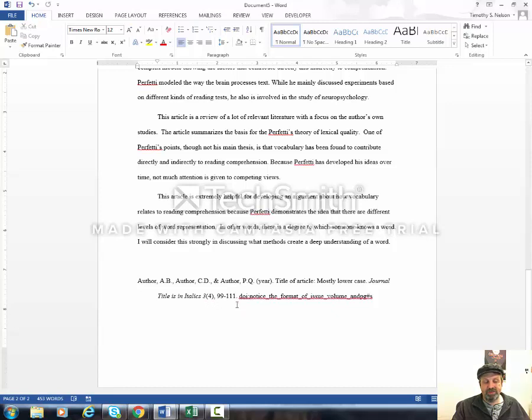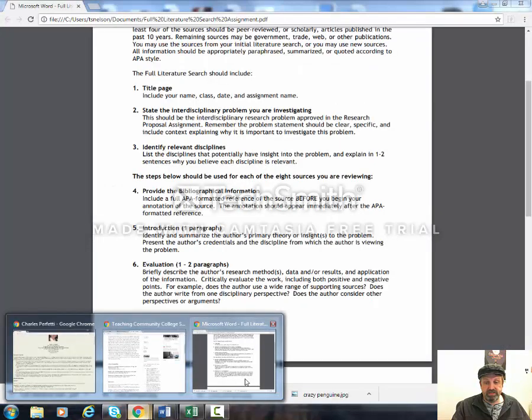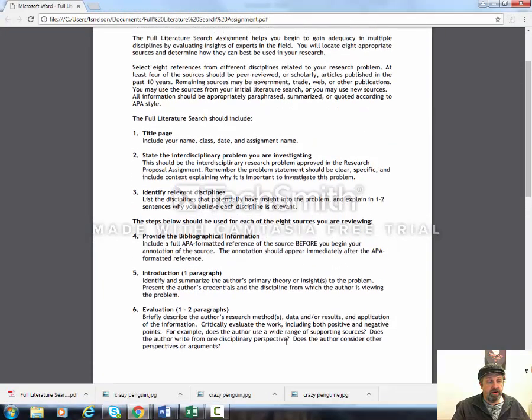Comma, page numbers, DOI. DOI is the permanent address of the article, and most articles today have this. Older ones may not have this. There's another way to do this when you can't find a DOI, so I'll show you that in just a couple minutes. All right? So let's see what else is actually required here.